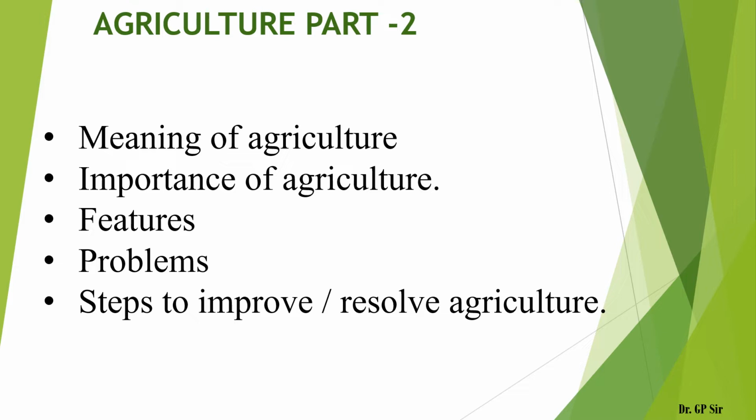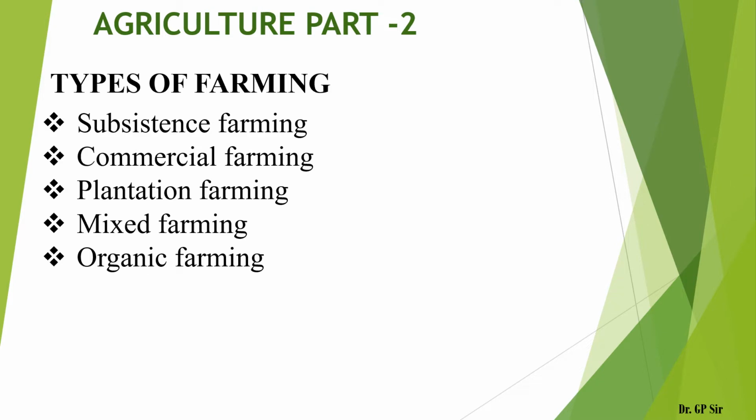What we are going to discuss in part 2 is the types of agriculture. What are the types of farming? First, let us know the different types of farming we have. We have subsistence farming, commercial farming, plantation farming, mixed farming, organic farming. So these are the different types of farming we have. Of course, we are going to discuss with the best examples and the pictures as well.